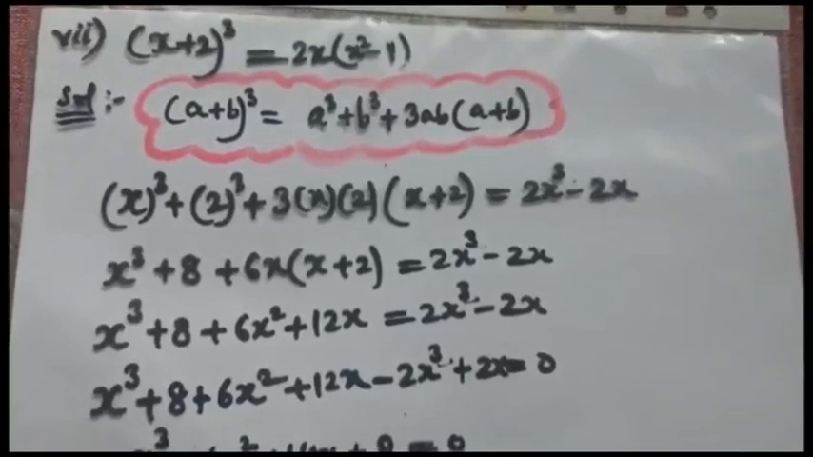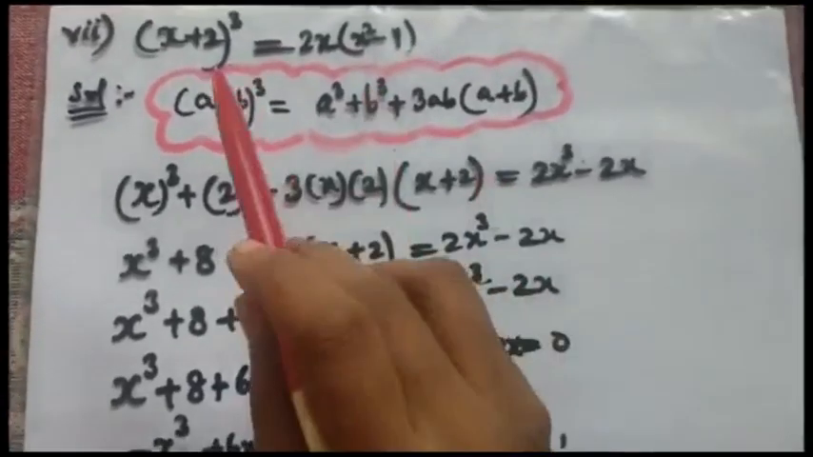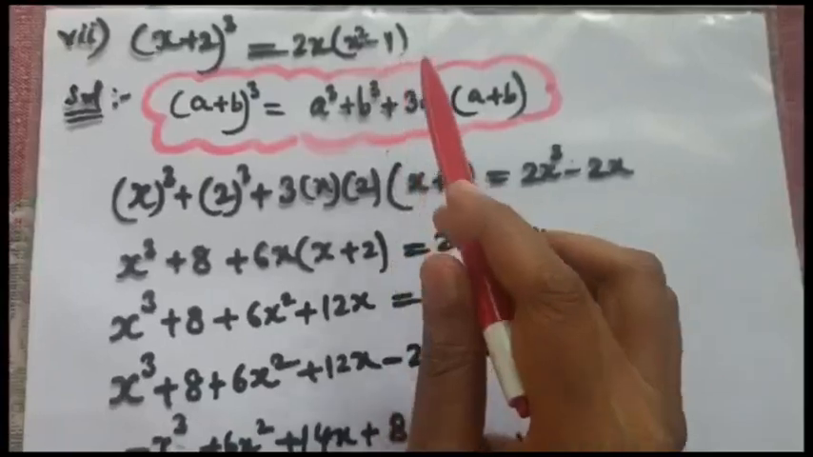Now let's do question number 7. As you can see here, question number 7 says that x plus 2 whole cube is equal to 2x into x square minus 1.